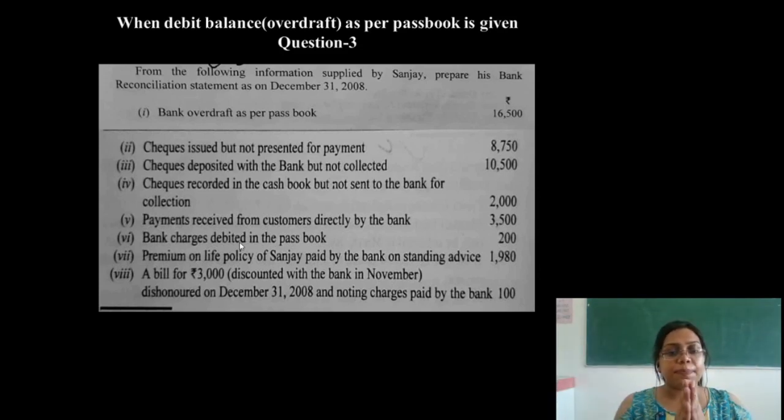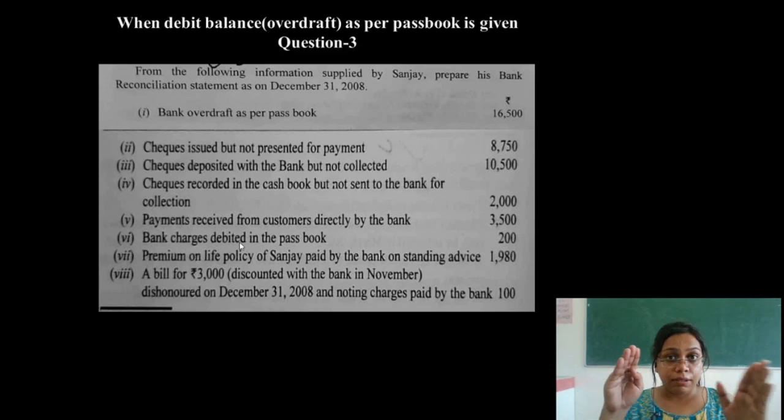So next is bank charges debited in the passbook. Rupees 200 has been debited from the passbook. While preparing a cash book, if rupees 200 had been deducted from my passbook, what would I have done? Whenever I come to know that 200 rupees had been deducted from my account, I will deduct it from my bank column of my cash book. So I will deduct this amount from my cash book.